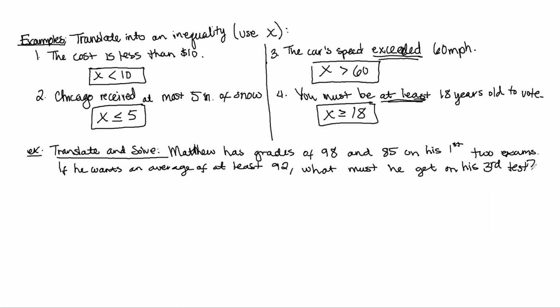And so we're going to assume here that everything is equally weighted. It's not like in our class where there are a certain percentage of your grade. These are his only grades. So we don't know what he got on his third test or what he's going to get. So that'll be our variable. We want to define our variable. So let's say x is equal to the third test score.